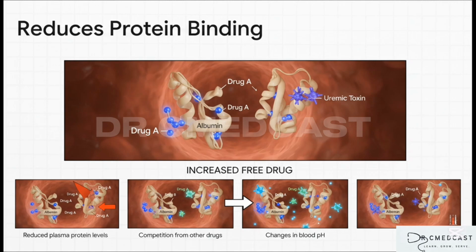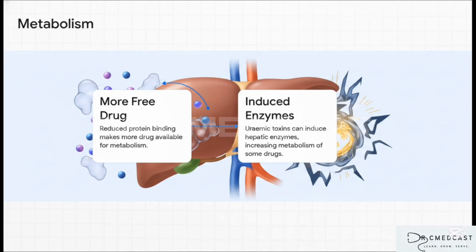Okay, onto metabolism, the M. This one's a little counterintuitive because there's more free drug available, there's more for the liver to metabolize. But at the same time, those uremic toxins can actually rev up some of the liver's enzymes, making them break down certain drugs faster. So it's a bit of a mixed and unpredictable situation.